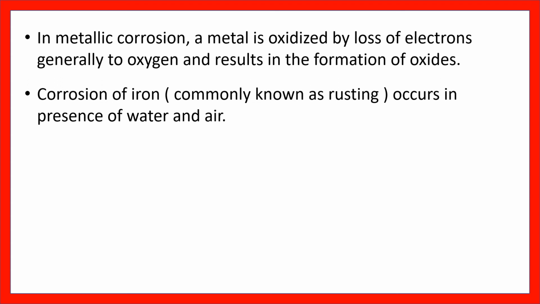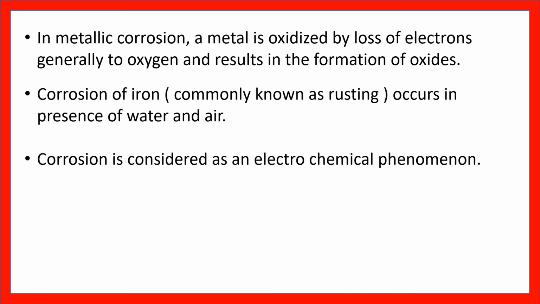Corrosion of iron is commonly known as rusting. This occurs in the presence of water and air. Corrosion is considered an electrochemical phenomenon, that means it involves electrons. That's why we call it an electrochemical phenomenon.